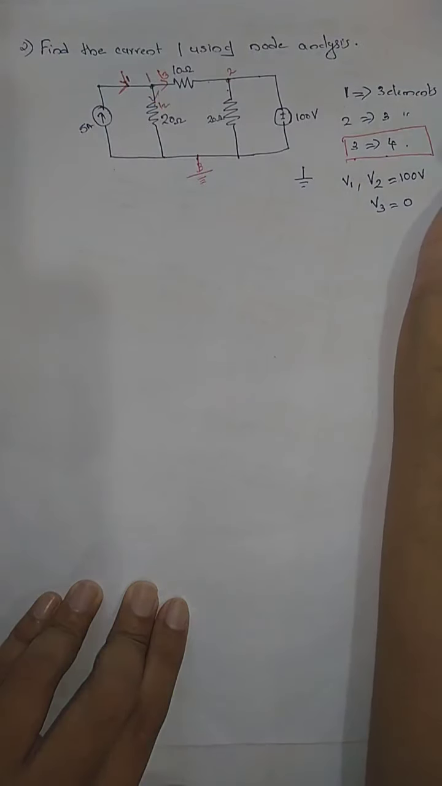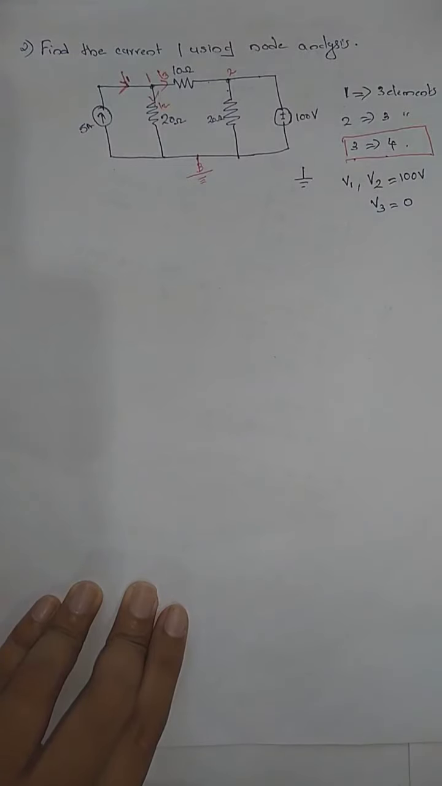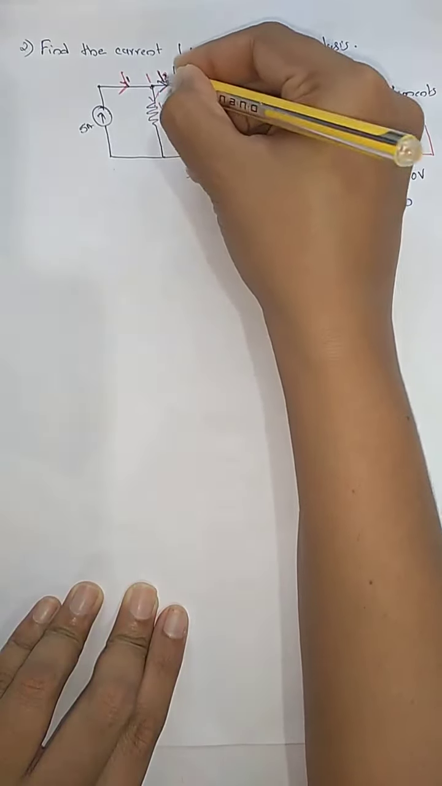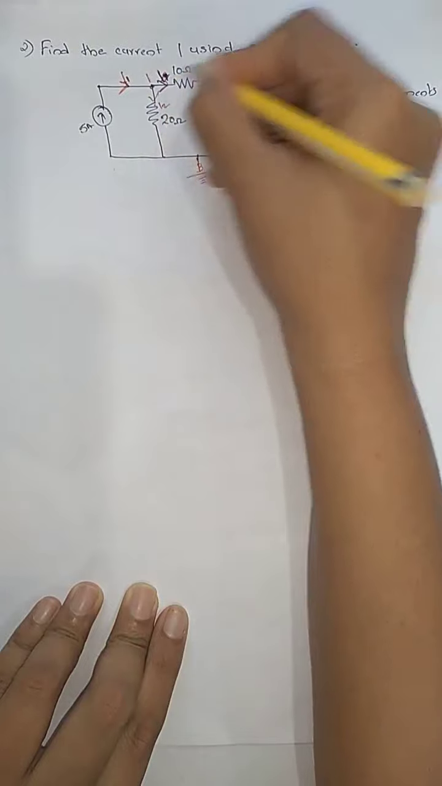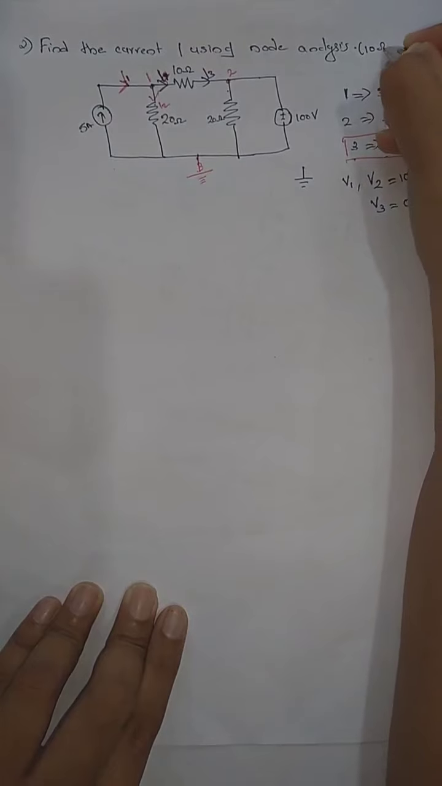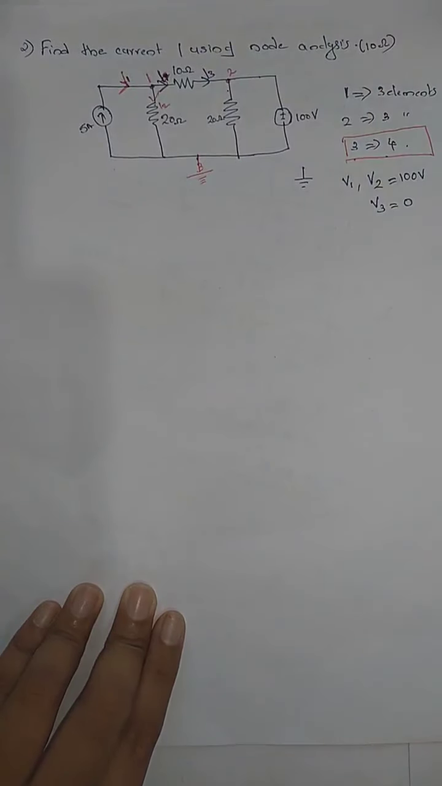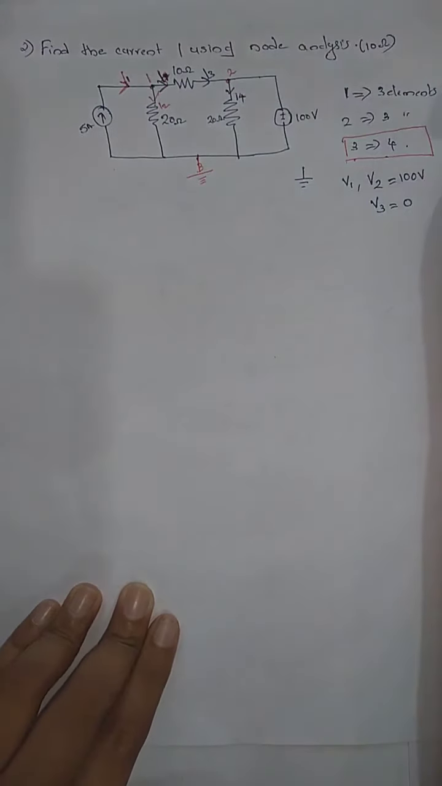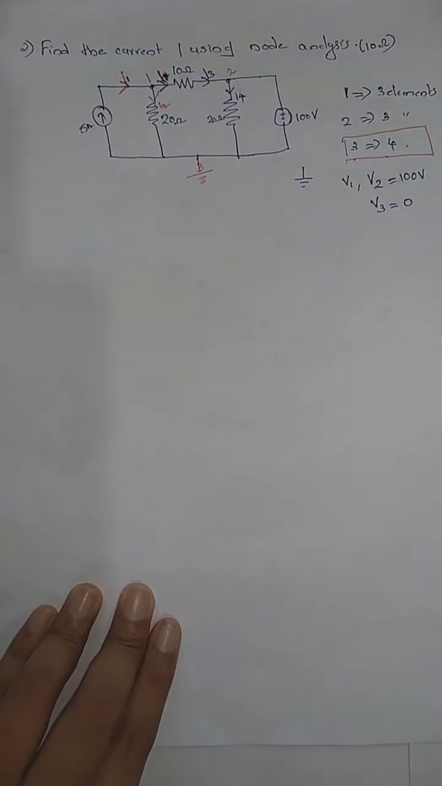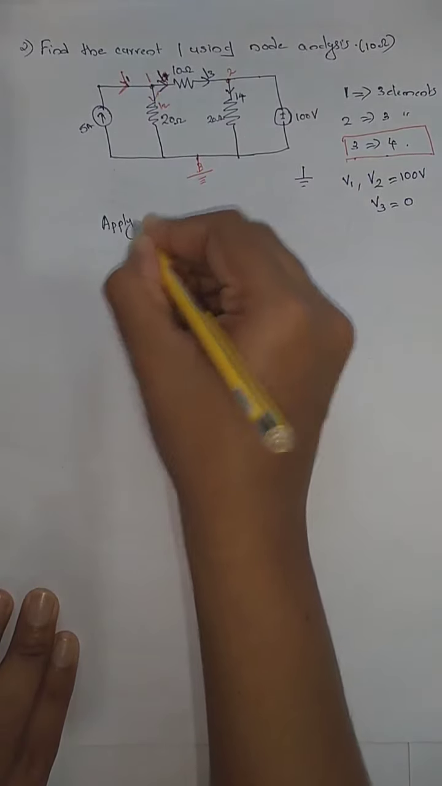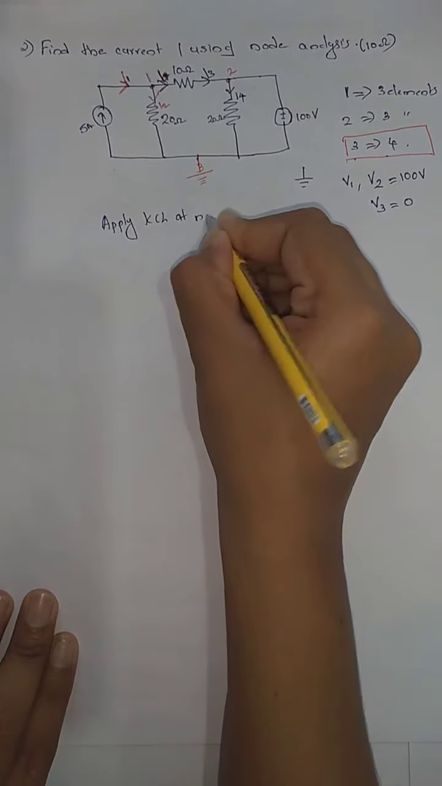Okay, and I forgot, where is the current I? We have to find out the current I. We have to find out this one. So this I3 is my current I. Okay, this is my current I, the current through my 10 ohm resistor. So I3 is my I, and this is my I4. Okay, let it be like this. Now the first step is to apply Kirchhoff's current law at my node 1.